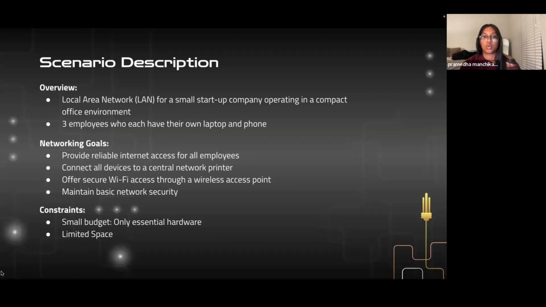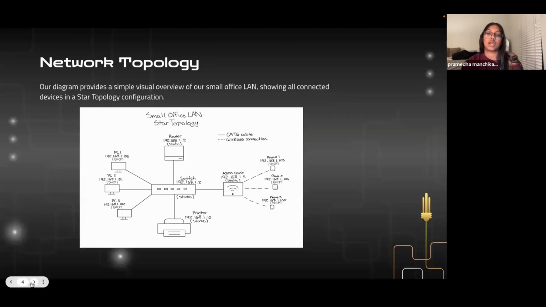We also had a couple of constraints to work with. Since the company has a small budget, we only included the essential hardware, meaning nothing extra or overly expensive. And because the office space is limited, our network design had to stay compact and optimized for a smaller layout. Overall, our goal was to create a network that supports daily operations while staying simple, affordable, and secure for a small startup environment. So I'm going to pass it on to Jose to cover the network topology.